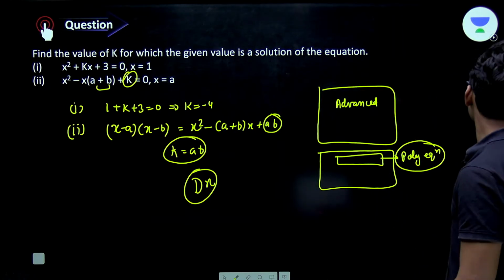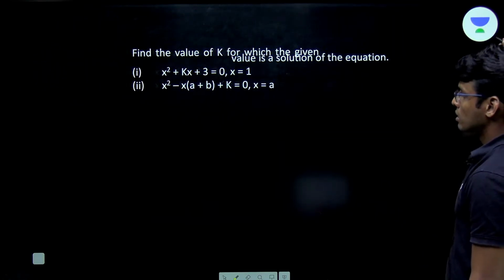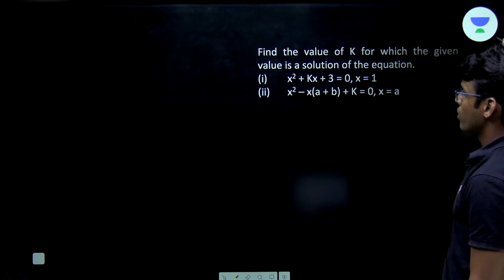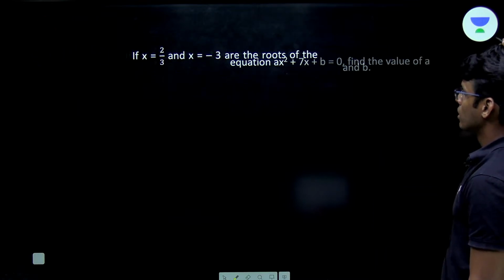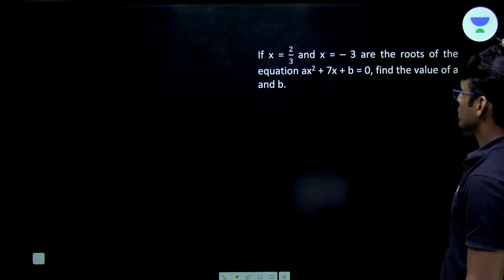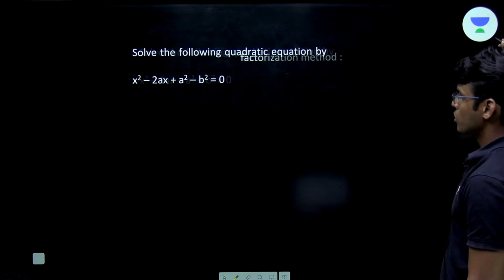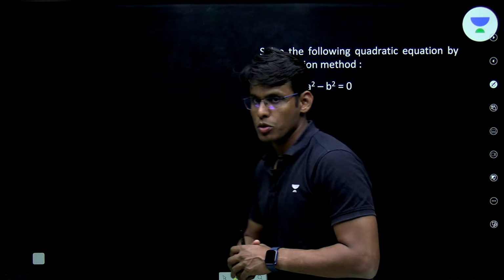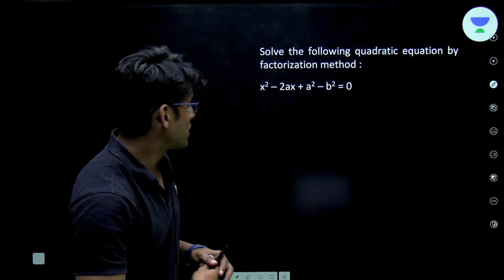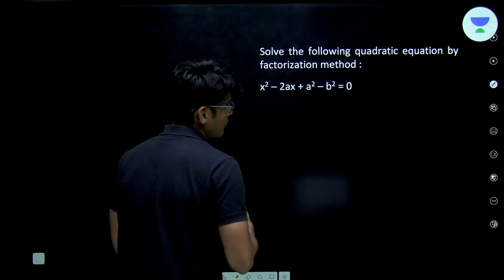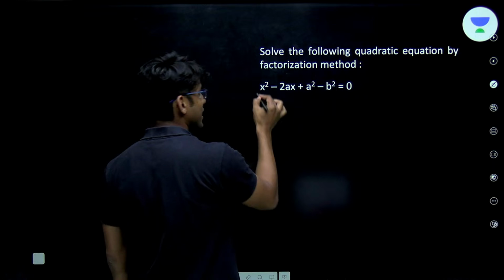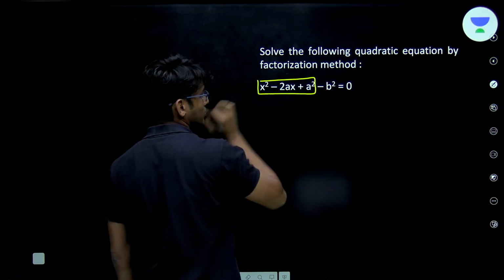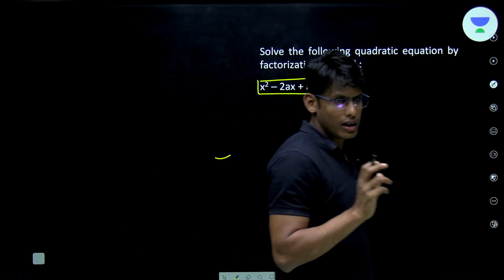Perfect. Right? Now let's solve. This is another thing. So I have written many problems here. Now solve this one using the factorization method. Factorization means splitting the middle term, right? So you need to identify that this is a perfect square, right? And then solve it.